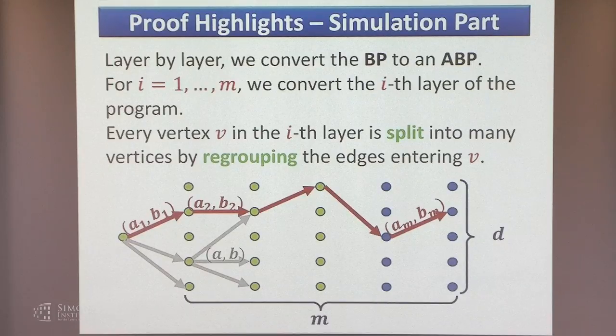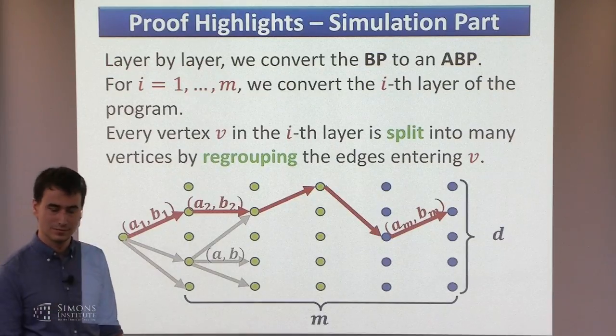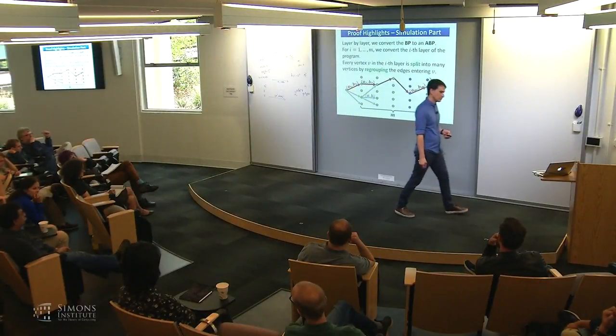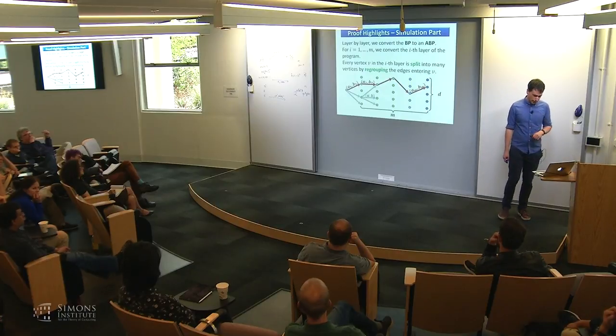But after t iterations, this number is like 2 to the t. No, so it doesn't grow. It doesn't matter how many edges you have coming in. Each vertex would be split into these many vertices. Each vertex of this layer, I see. Yeah. So the previous layer might have been split many times, but the next layer would still have the same vertex. Yeah. And now, okay.